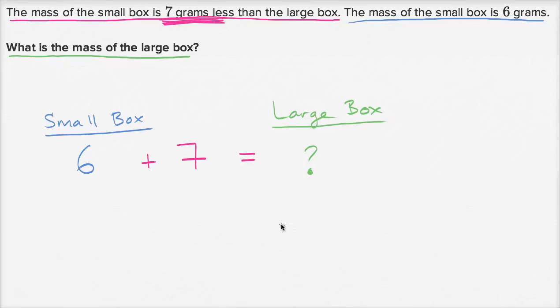So what's the mass of the large box? Well, 6 plus 7 is 13. And we're done.